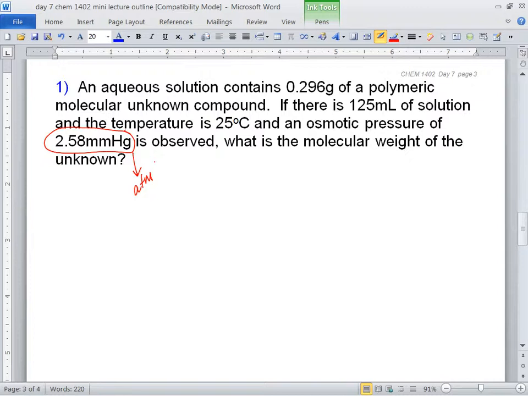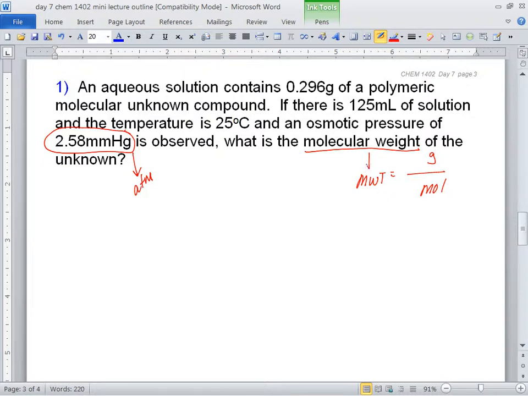Final answer is going to be in grams per mole. So you're looking for big M. We don't have big M written up there yet. I just like to start at the end because there's less ambiguity, I think. Because they're asking this, that's why I'm going to start here. They're after molecular weight.